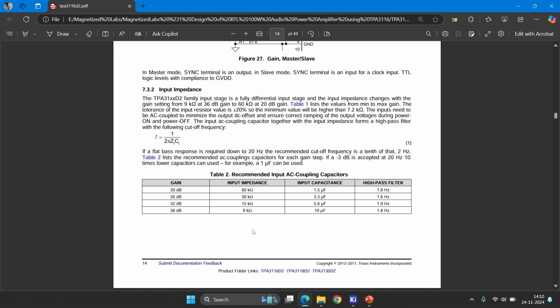So it will amplify the maximum possible. If you are giving even a little bit of input noise, that will be amplified more, so you will get distorted output. So to eliminate that, we have to use bigger AC coupling capacitors. So this will act as a high pass filter with a cutoff frequency of 1.8 Hz.